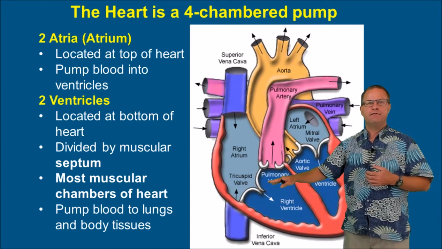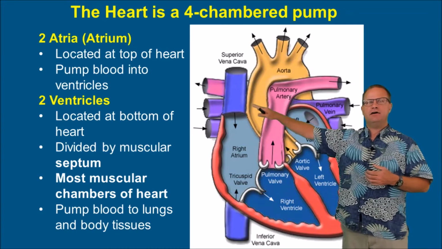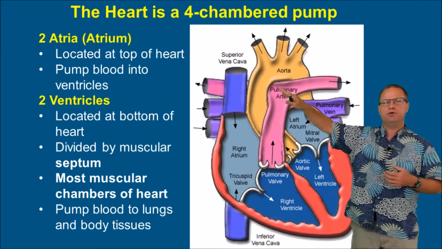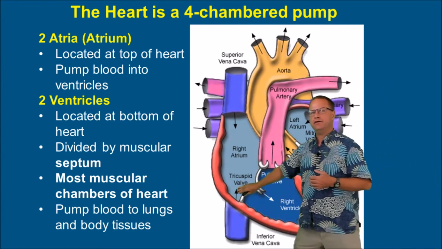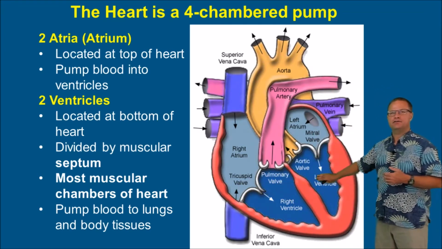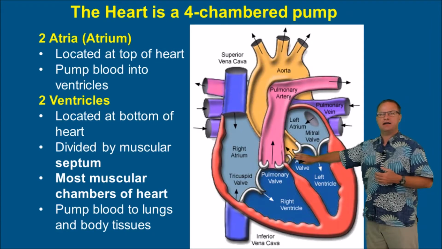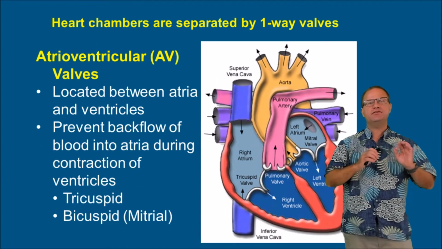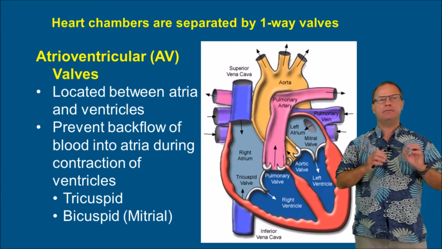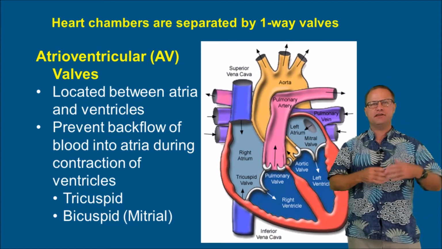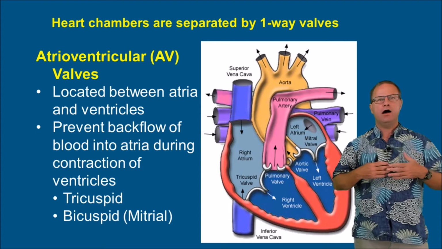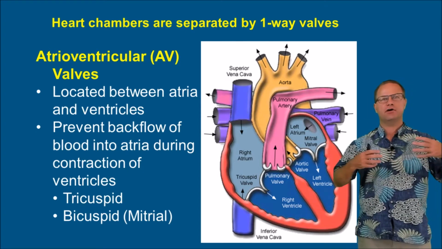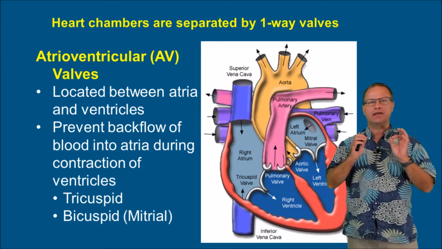For example, right here, this is the right ventricle, and it would be pumping to the lungs via this blood vessel right here called the pulmonary artery. On the other hand, the left ventricle is going to be pumping towards the rest of the body via this blood vessel right here, which is our aorta. Okay, so the chambers of the heart are separated by valves. The reason we have valves is that it prevents backflow from the ventricles to the atria as the heart contracts. So it keeps blood going in one direction.